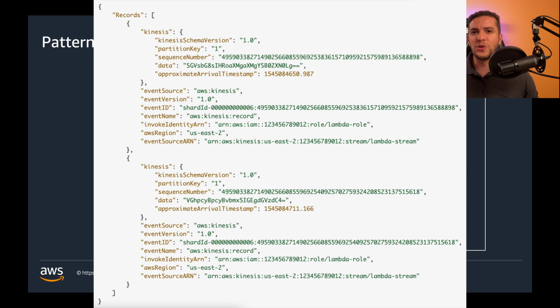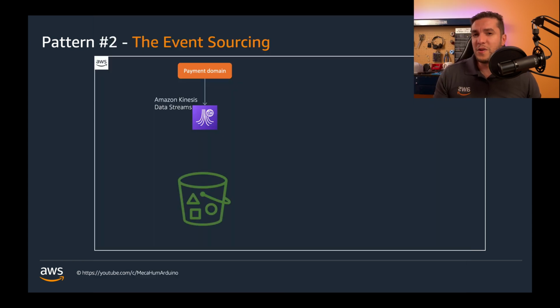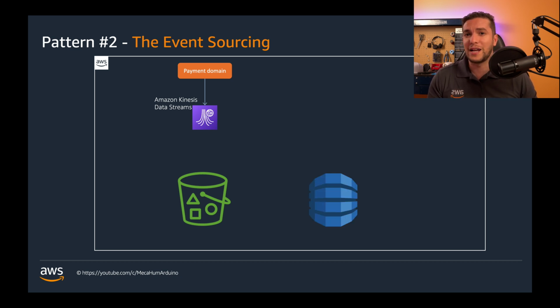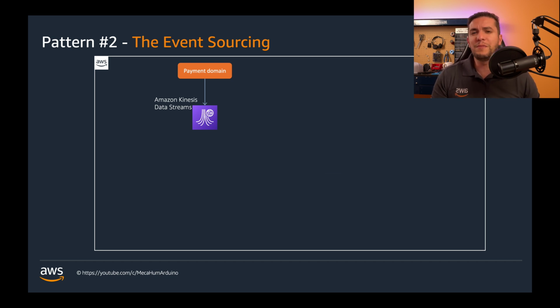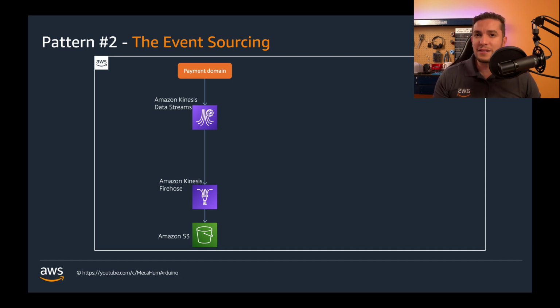Now, we need to store this event somewhere, and an S3 bucket is a great event store. Another variation I see often is to use a DynamoDB table as an event store. They both have their pros and cons, but I personally prefer S3 for many reasons. And you see here that I used another service called Amazon Kinesis Firehose in order to transport the events from the Kinesis data stream to their final destination, the S3 bucket.